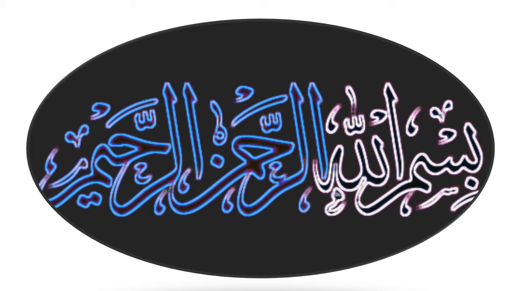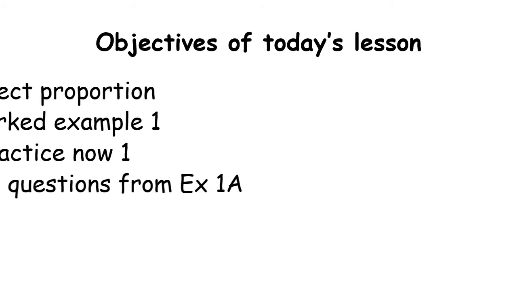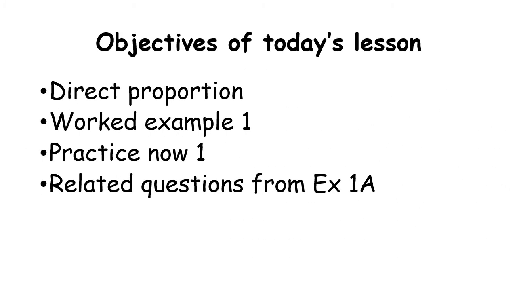Today I am teaching Oxford New Syllabus Mathematics 2 book, chapter number 1, Direct Proportion. The objectives of today's lesson will be direct proportion. We will discuss direct proportion with examples. We will try to understand through different investigations and class discussions that are in our book. Then we will do worked example 1, practice now 1 and related questions from exercise 1A.